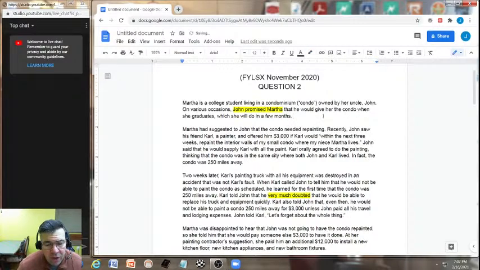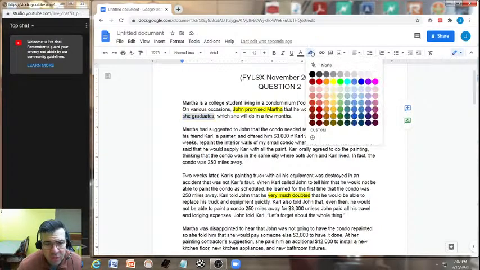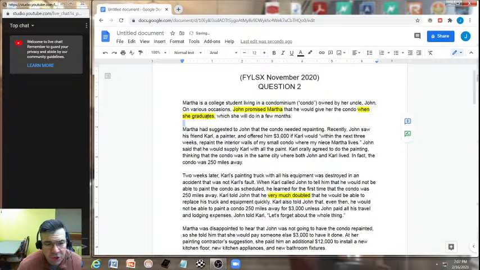Okay, what that he would give her the condo when she graduates. See, we have a promise here with a possible condition aspect. We're just highlighting this at this point. Martha had suggested to John that the condo needed repainting. Recently, John saw his friend Carl, a painter, and offered him $3,000 if Carl would, within the next 3 weeks, repaint the interior walls of my condo where my niece Martha lives.